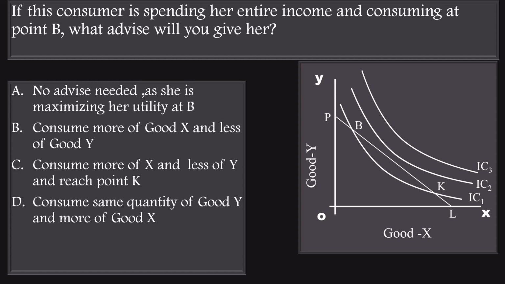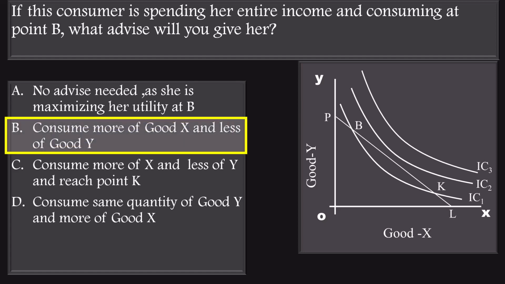If the consumer moves down along the price line from point B, he can reach a higher indifference curve and maximize his total satisfaction. For this, he has to substitute good X in the place of good Y. It means he must consume more of good X and less of good Y. Option B is the right answer.